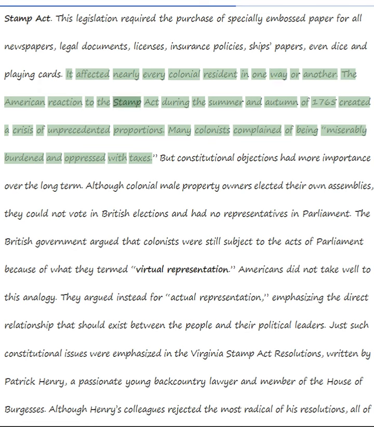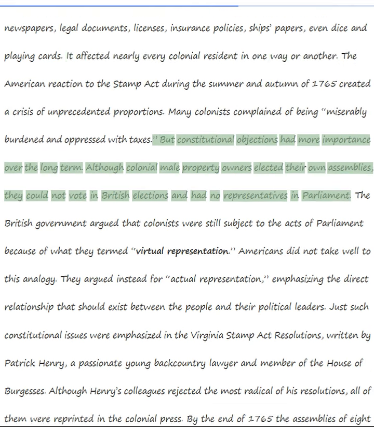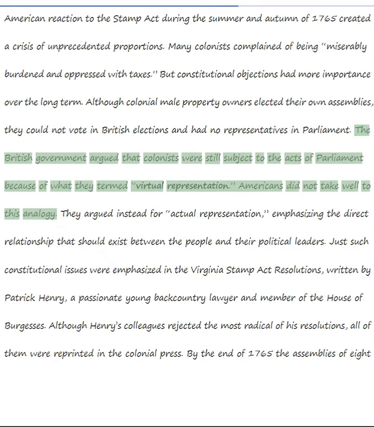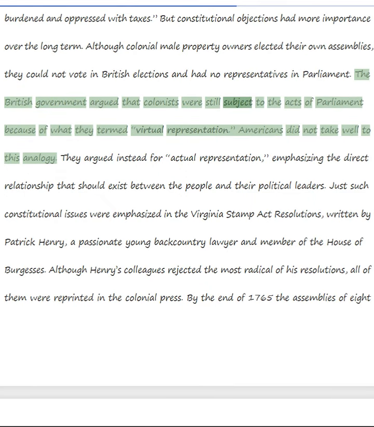The American reaction to the Stamp Act during the summer and autumn of 1765 created a crisis of unprecedented proportions. Many colonists complained of being miserably burdened and oppressed with taxes. But constitutional objections had more importance over the long term. Although colonial male property owners elected their own assemblies, they could not vote in British elections and had no representatives in Parliament. The British government argued that colonists were still subject to the Acts of Parliament because of what they termed virtual representation. Americans did not take well to this analogy.